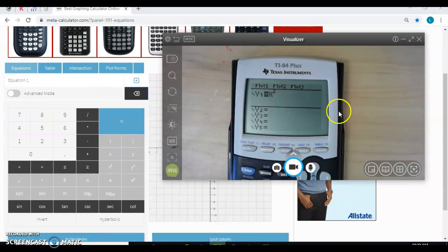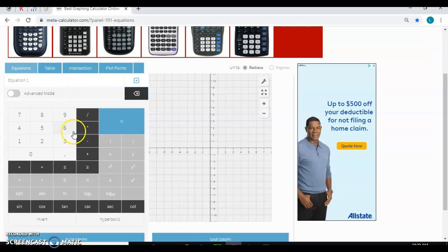On my calculator over here, I've graphed y equals x squared. This is what it would look like here. Now they have the letters x and y, but they also have x squared and y squared. So I just hit x squared like this.